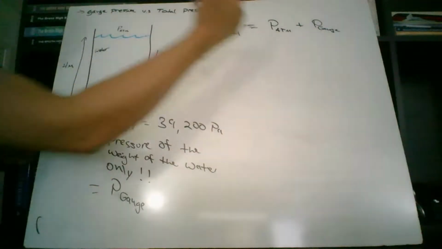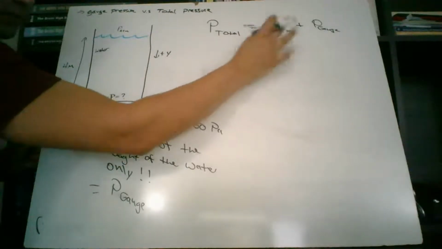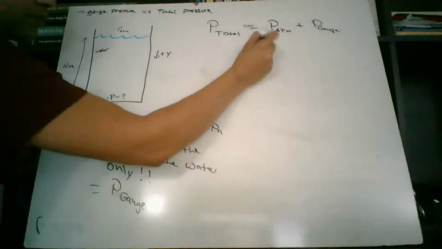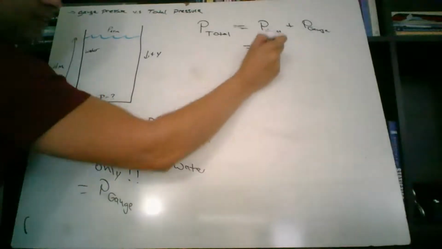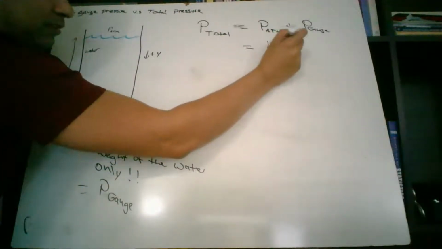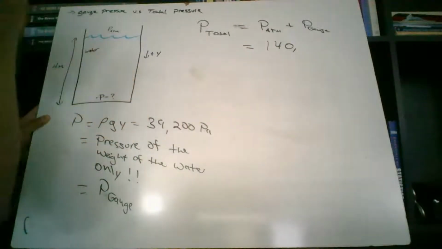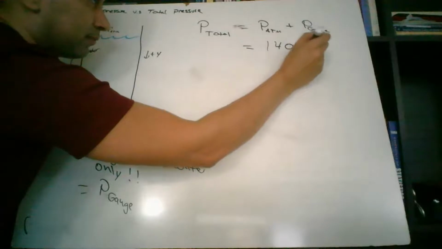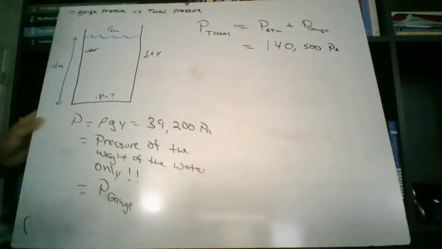So atmospheric pressure is roughly 101,000 Pascal plus this pressure, which is 39,000. When you add those two together, you will get a total pressure of about 140,500 Pascal, not Newton per meter squared. So that's the total pressure.